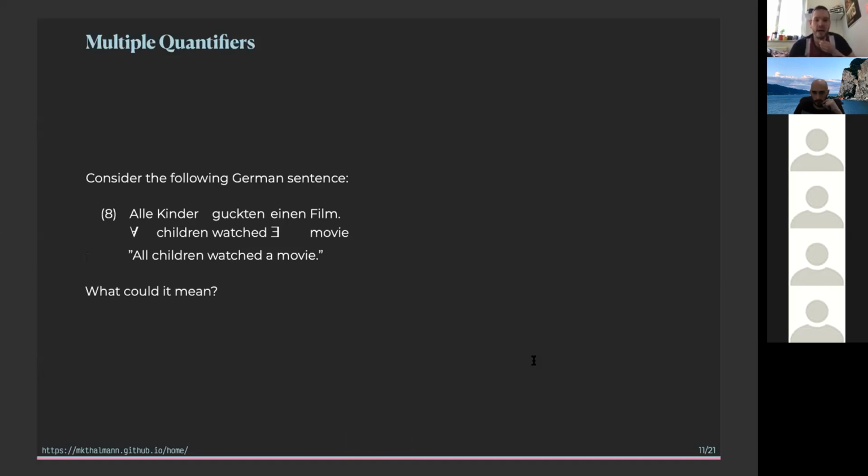Alle Kinder guckten einen Film. All children watched a movie. I think for speakers of Austrian German, schauten might be more adequate, but you get what I mean. So all children watched a movie. And just for reference, alle here is the universal quantifier, and this upside down A is the symbol we typically use for that. And einen is the existential quantifier, and that's the inverted E, right? And the typical example for the existential quantifier is some in English.